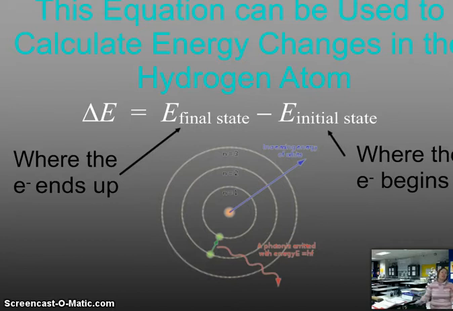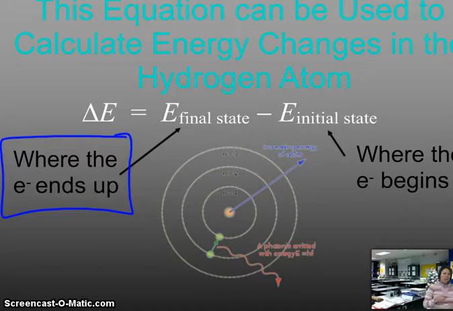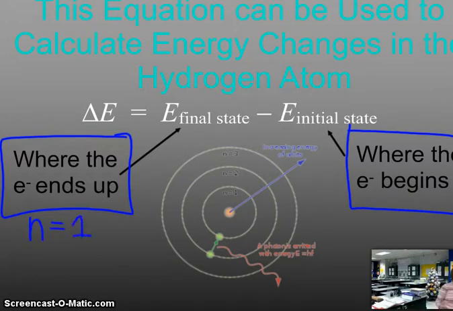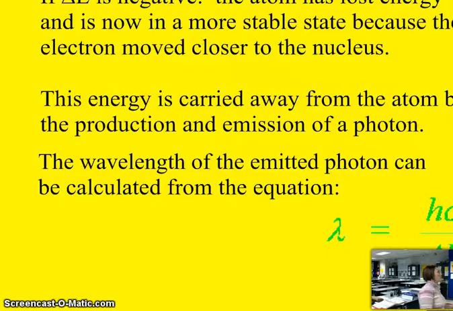We can calculate the change in energy needed to go from one state to another with this equation, where delta E is E of the final state minus E of the initial state. The final state is where the electron ends up. You can see that right here. The initial state is where the electron begins, in what energy level? It's the n, right? So say it begins in n equals 1 and ends in n equals 2. A more useful form of that I will give you in just a minute.